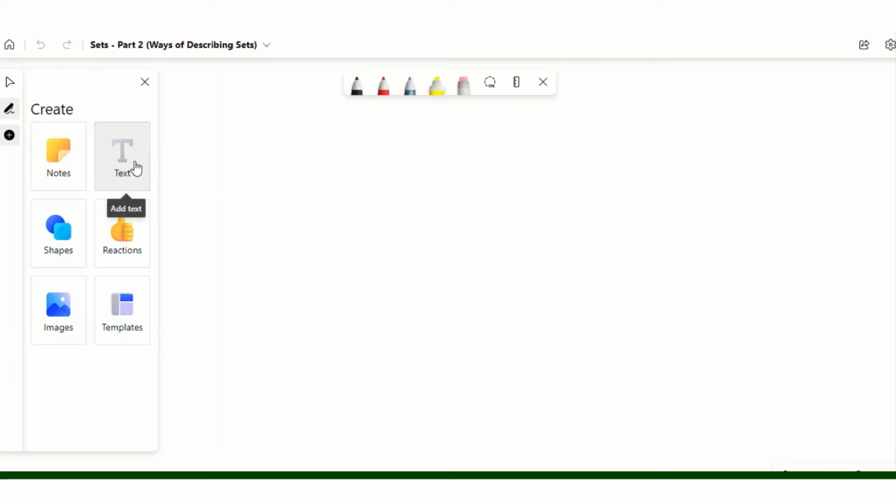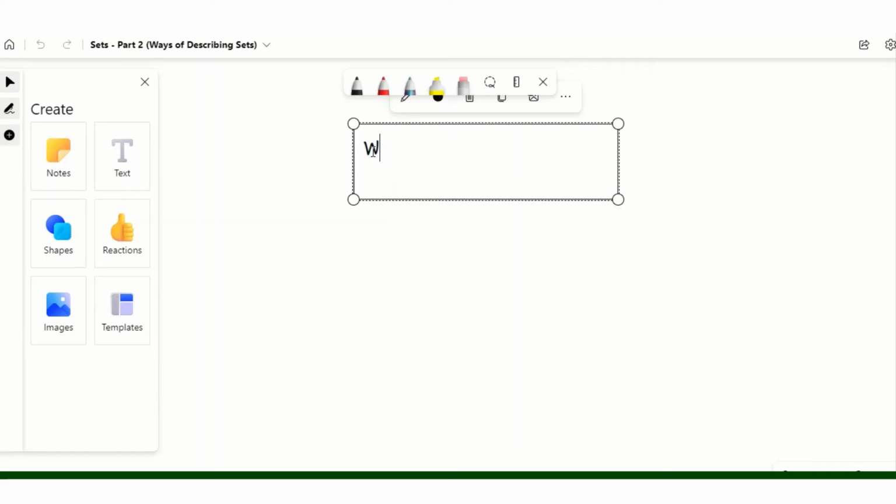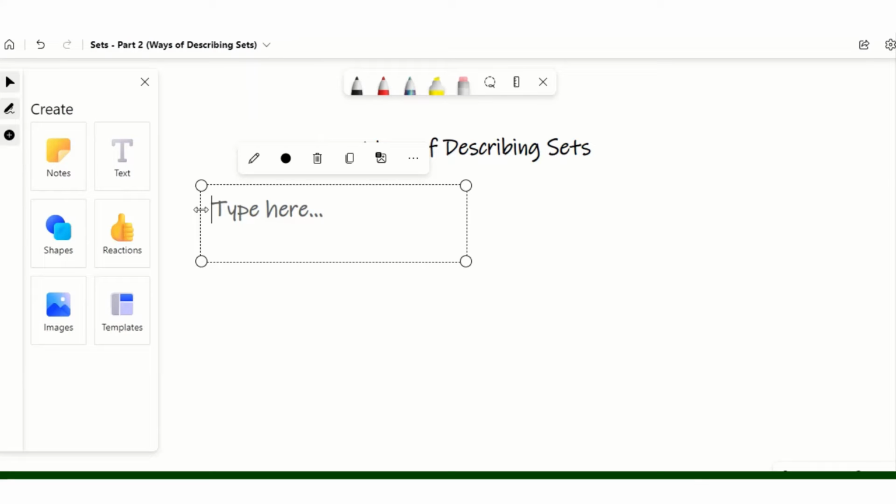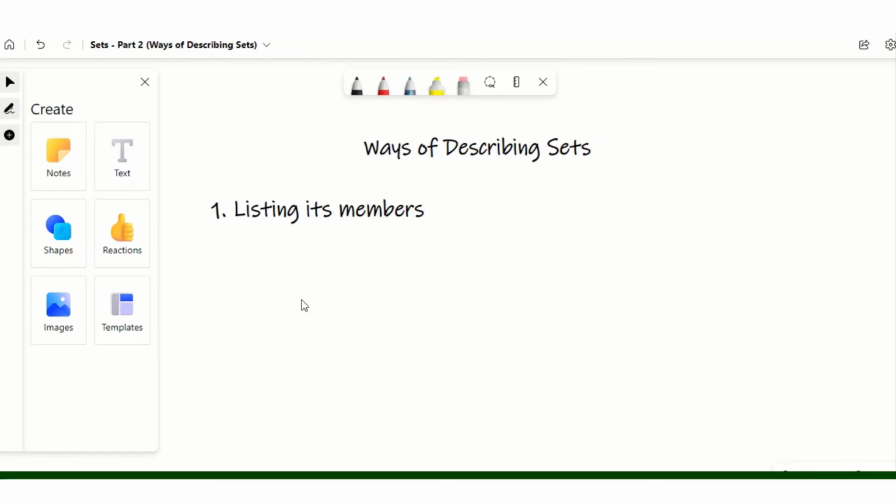So let's have our heading: ways of describing sets. Okay, so the first way we can describe a set is: 1. Listing its members. Listing the members of a set.